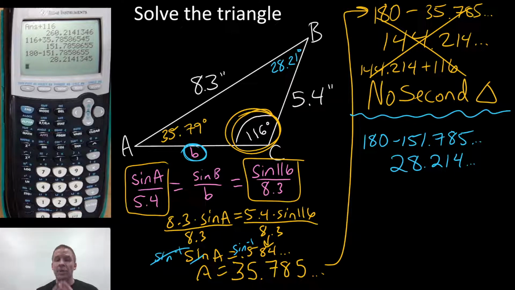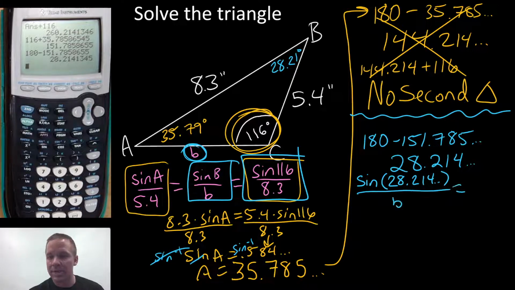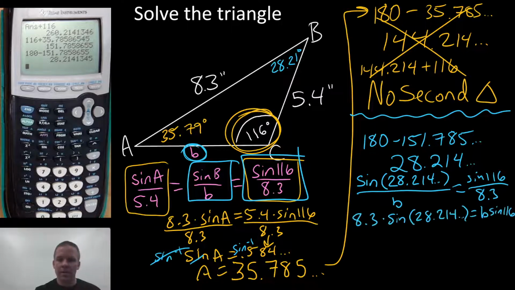I like to use the original completed fraction they gave me, which is this one right here that I just outlined in blue. And then I'll use that along with the sine of B. So I'm going to set up that new proportion over here. Now I've got sine of, and my angle B can now be used, but we're going to use that full awful decimal that's in my calculator. So I'm just going to type that. All right, over B equals sine of 116 over 8.3. And I'm going to cross multiply just like I did before. So I've got 8.3 times the sine of 28.214 and change equals B times the sine of 116.